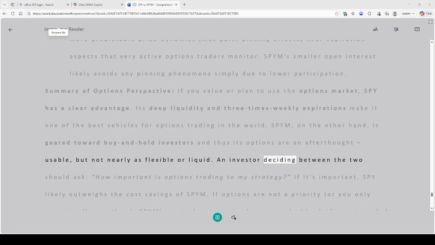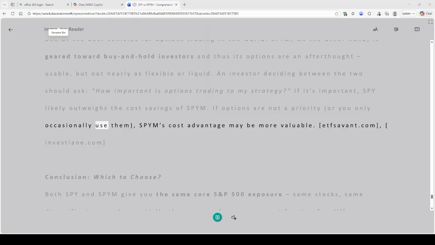An investor deciding between the two should ask, how important is options trading to my strategy? If it's important, SPY likely outweighs the cost savings of SPYM. If options are not a priority, or you only occasionally use them, SPYM's cost advantage may be more valuable.